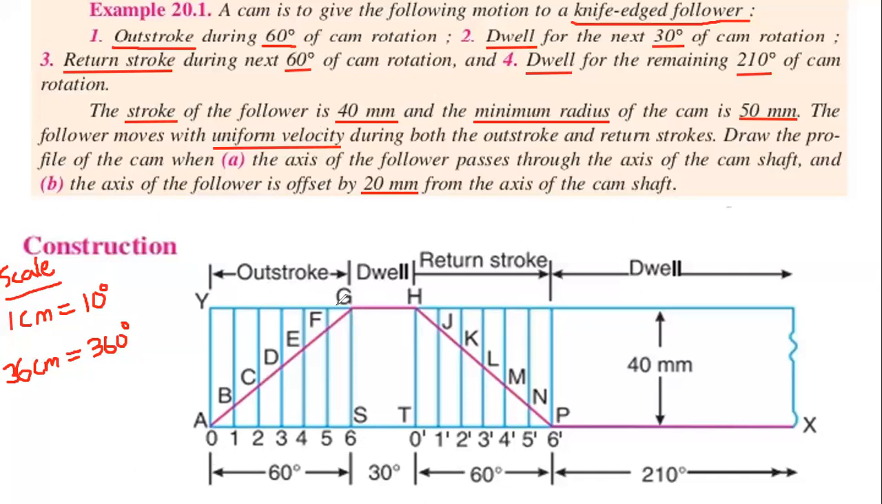Next, the dwell is given as 30 degrees. So 30 degrees means 3 centimeters. So from G to H, so the period is the dwell period.